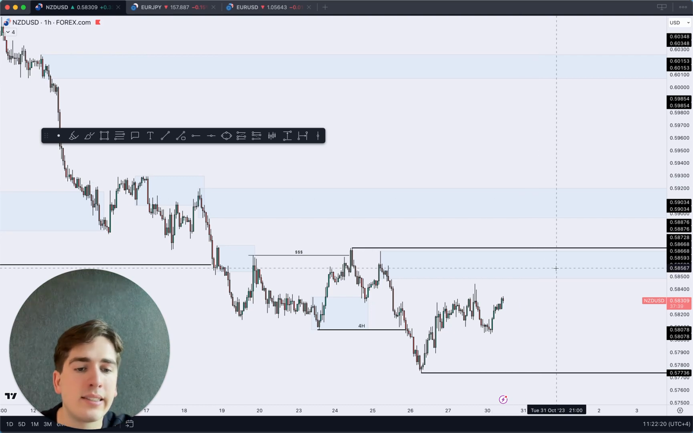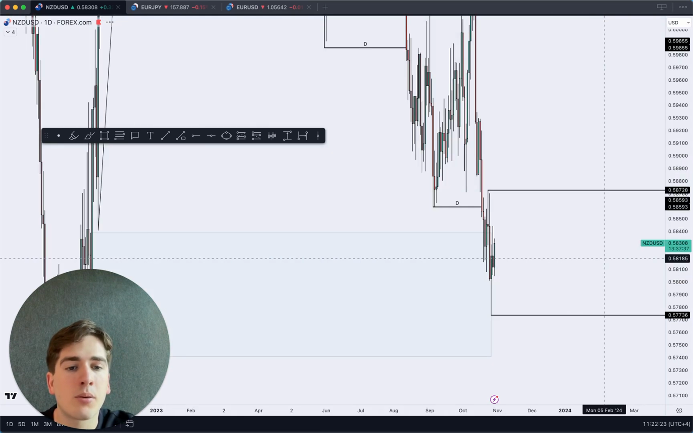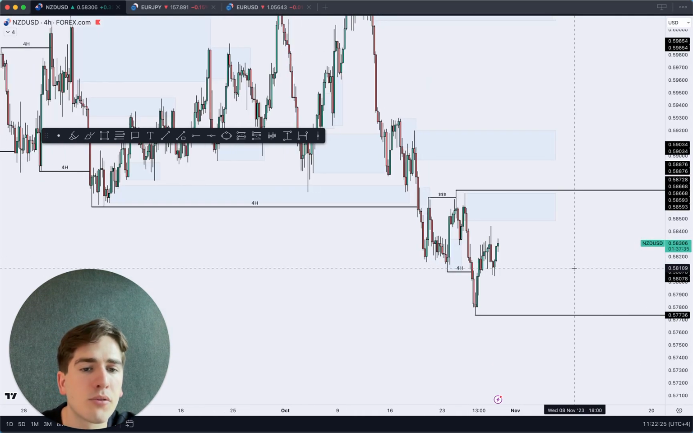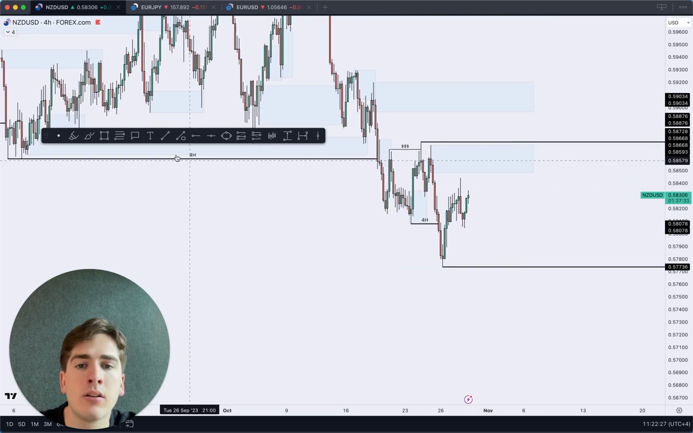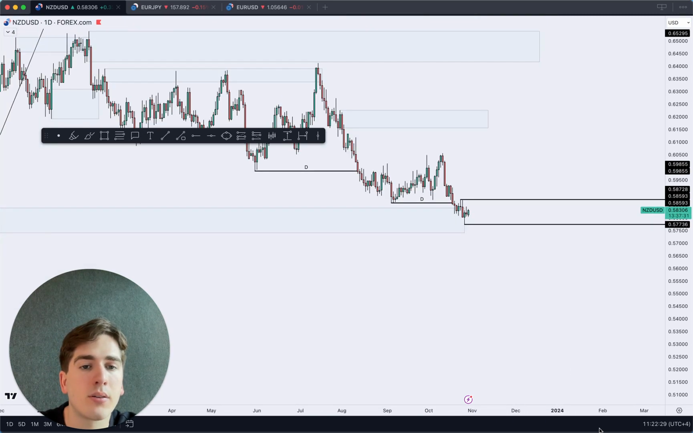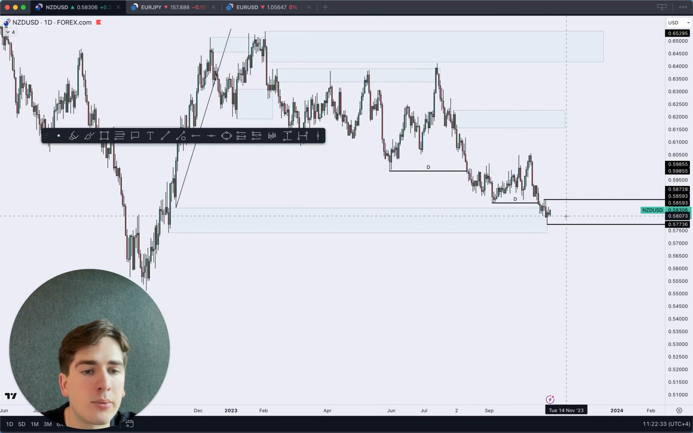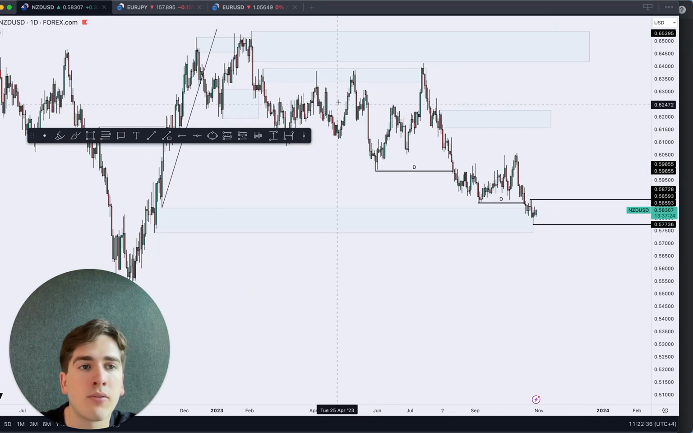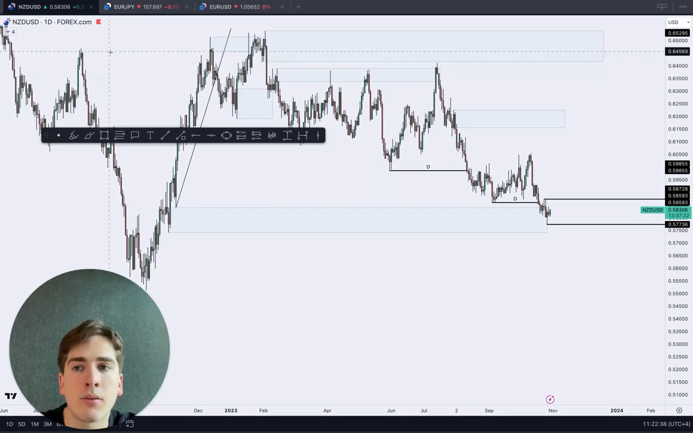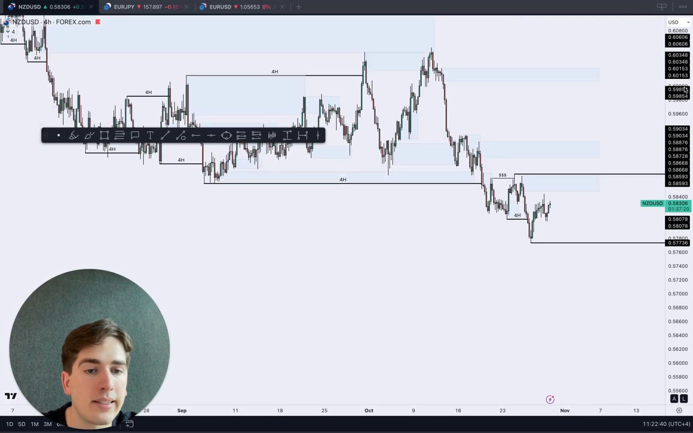So moving in towards NZDUSD, looking for slightly higher prices. Looking at this from a 4-hour perspective, the 4 hour is still bearish. So we are coming in towards higher time frame demand over here. We're inside this daily area of demand. As you can see, we're slowing down. So now what I'm looking for is a potential reversal pattern in towards this daily area of demand.